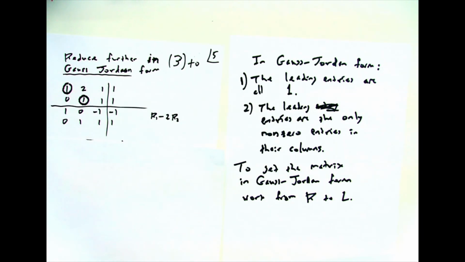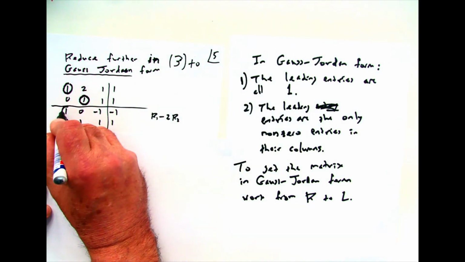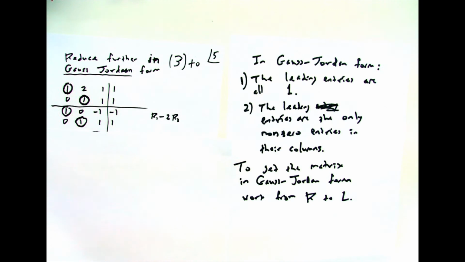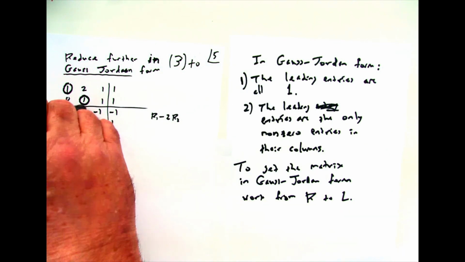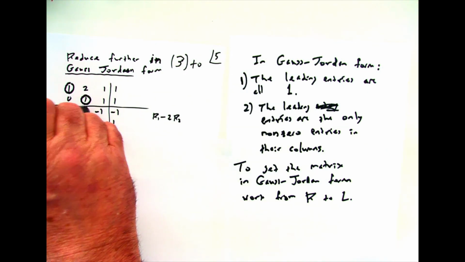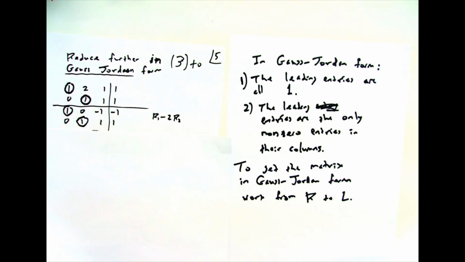So what was the point of doing that? Now you can see it's in Gauss-Jordan form because we've got these leading entries, and every leading entry is the only non-zero entry in its column. This leading entry, the other entry in this column is 0. Same.